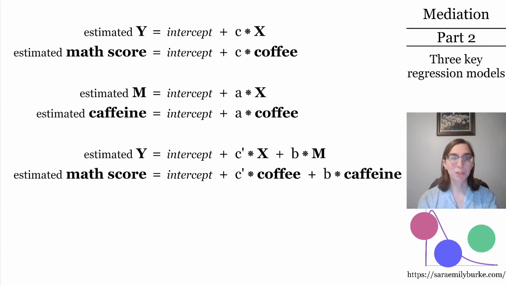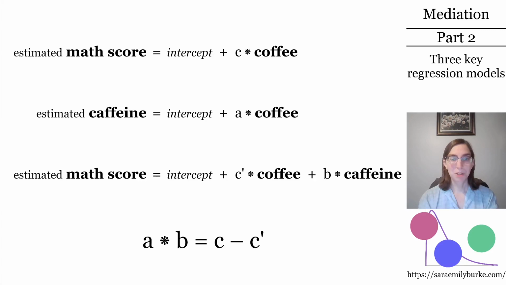It is fairly common to use these specific variable letters to represent the variables playing these three roles. X is the variable theorized to kick off the process, m is the mediator, and y is the outcome. But now I'll just use the variables from the example because it's less abstract.